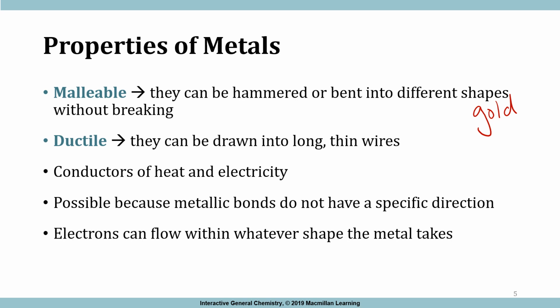Next will be ductile. If it is very malleable, we can actually turn it into long, thin wires for our use. The reason why is because we can use it to conduct heat and electricity. That's possible because the metallic bonds do not have a specific direction, and those electrons can flow within whatever shape the metal takes.